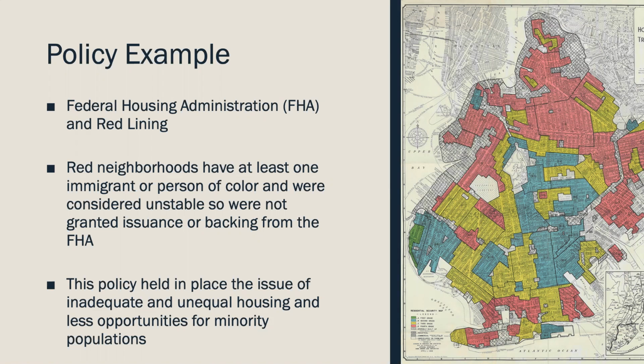This policy held in place the issue of inadequate and unequal housing and opportunities for minority populations. It made it virtually impossible for people of color to get a mortgage. This affected the ability to promote equitable access to housing, to decrease homelessness and unsafe living conditions, which is one of the current priority areas of the Regional Health Improvement Plan.